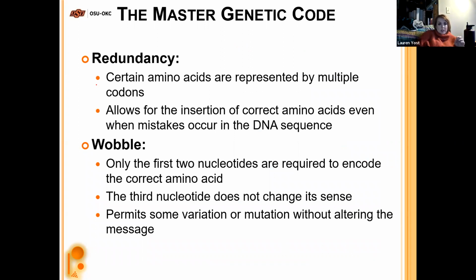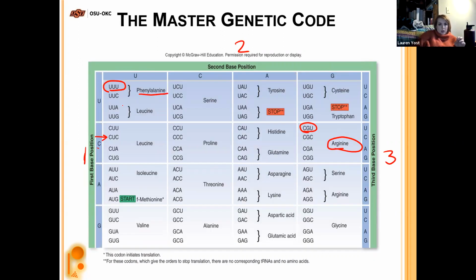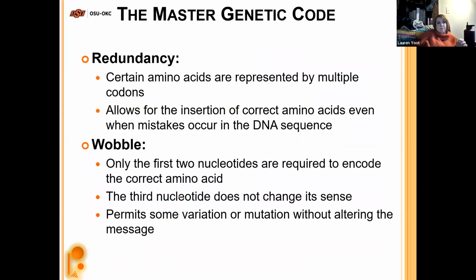There is some redundancy, obviously, whenever we look at this. Look at proline. Any of that can code for proline. Any of that can code for threonine. Certain amino acids are going to be represented by multiple codons. That will allow for insertion of the correct amino acid, even if there's a mistake in the DNA. That's trying to protect from that, because there are going to be mutations. We can't avoid them all.